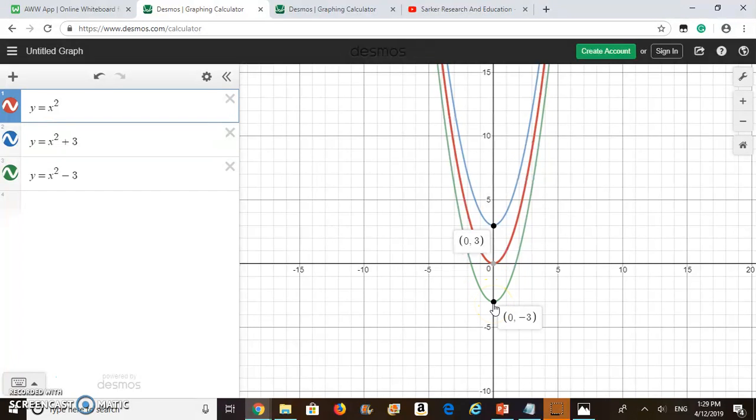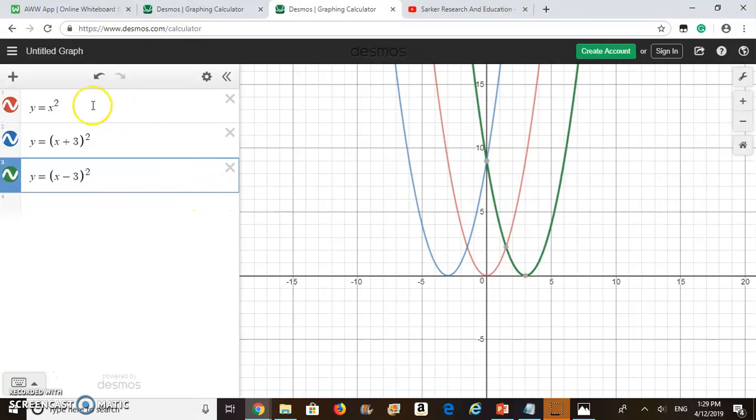So we are shifting the parabola 3 units downward. And this is the coordinate. Okay. Now let me show you the horizontal shift. Y equal to x square. This is the red one, the original parabola here. Now if within the x function, if I just add 3, I get the blue one.